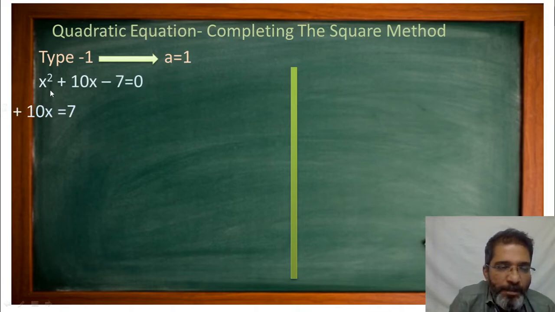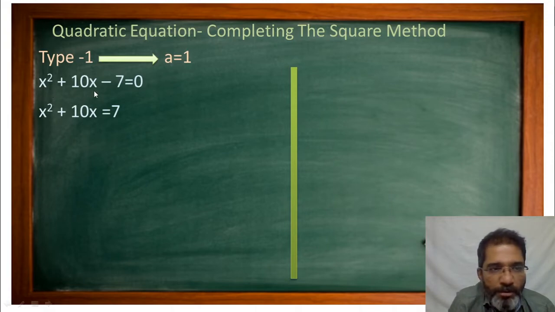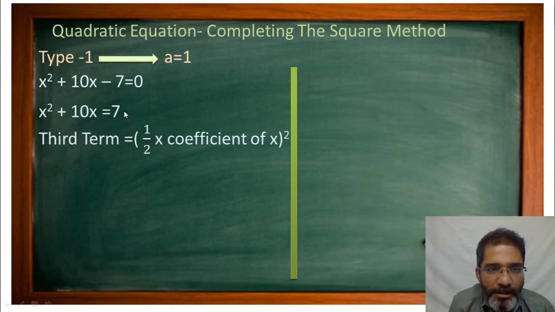Now the first step is you have to shift the constant on the right hand side, that is minus 7. I'm shifting it on the right side, so minus 7 will become plus 7. Okay, now you have to remember a formula, that is the third term equal to half into coefficient of x, the whole bracket square. Now remember, if the equation is in terms of y, here it will come coefficient of y, or if it is in terms of a, here will come coefficient of a. So this will change according to the equation.